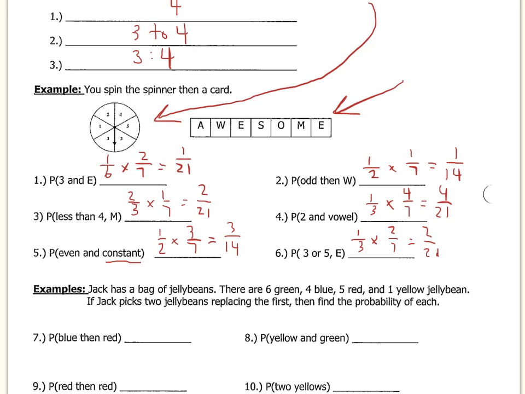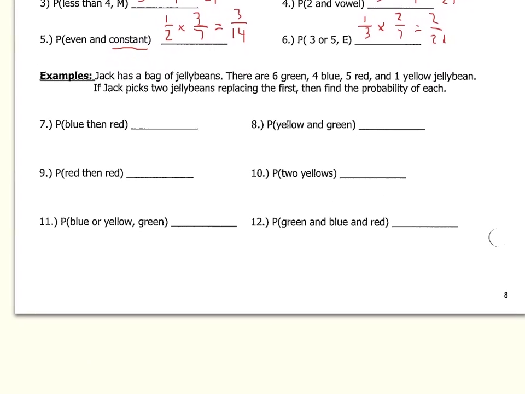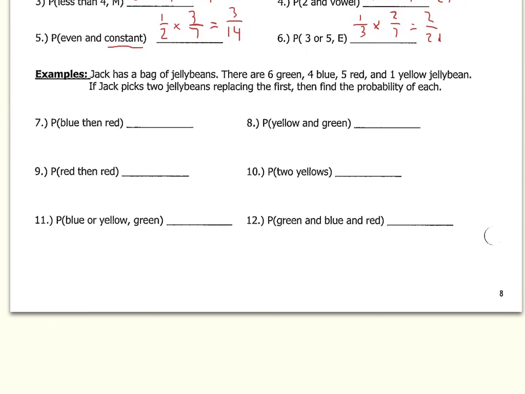Now the next group of questions deals with a bag of jelly beans, and there's 6 green, 4 blue, 5 red, 1 yellow. We're going to pick 2 and replace the first. This is the key. We're replacing that first one. So the next time we pick, it's not going to be affecting the outcome. So a blue one first is 4/16, or 1/4, times the red next, which is 5/16. And when we multiply this, we're going to get 20 over 256, which is going to reduce to 5 out of 64. And if you do this in your calculator, it will reduce this for you when you multiply it.